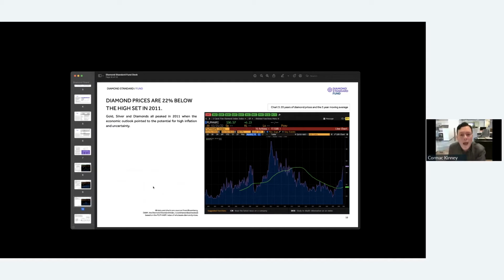Still, with that rise in diamond prices, they're still well below the high prices that they achieved in 2011 and 2012, where diamonds were about 50% higher or 25% higher than they are right now.